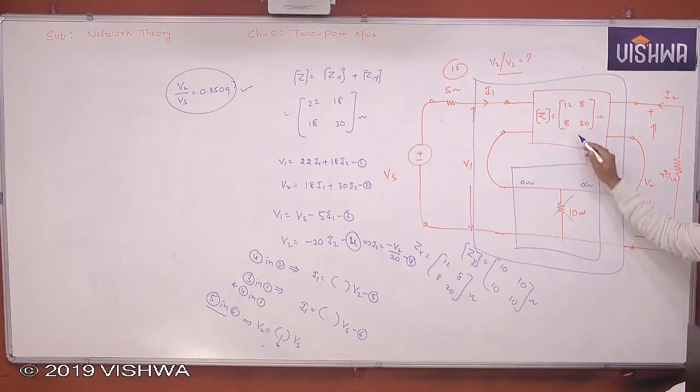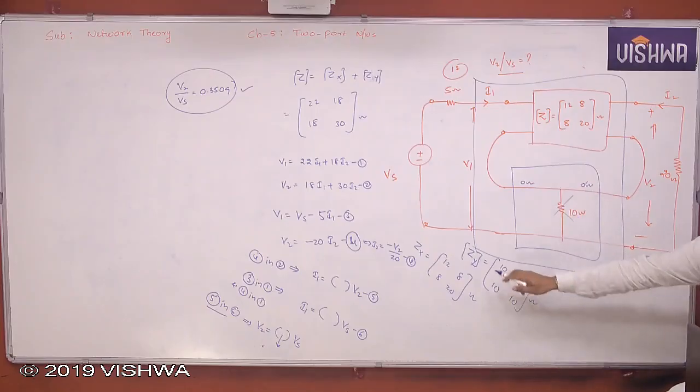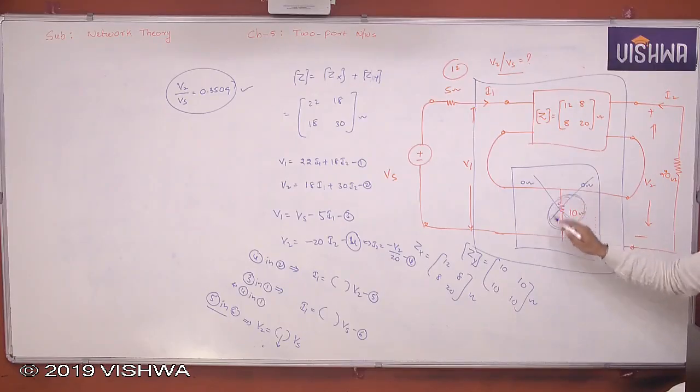So this is X two-port network and this is Y two-port network. You found ZX and ZY. ZY is very clearly mentioned. Okay, adding these two, and this is Z12 and Z21. That's why you got 10, 10, 10, 10.